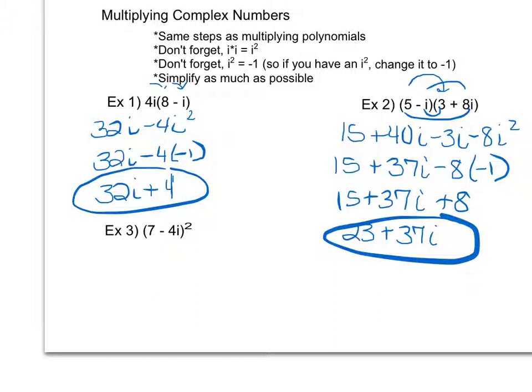Looking at one last example, one thing to be careful of, I see here I have 7 minus 4i squared. Please make sure you do not distribute that square. I have to go to the meaning. What does it mean to square something? Well, it means to multiply it by itself twice. So I first rewrite this as 7 minus 4i times 7 minus 4i. And once I do that, I now have a binomial times a binomial, very similar to the way I did in example 2. So once again, I'm going to FOIL, saying first times first gives me 49.